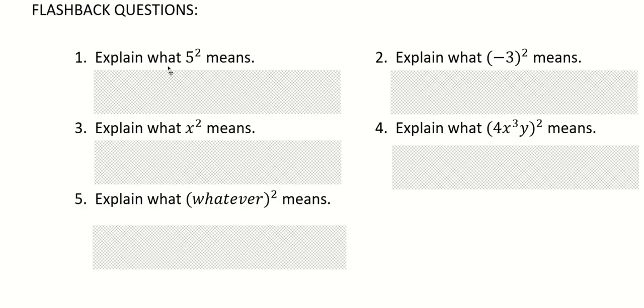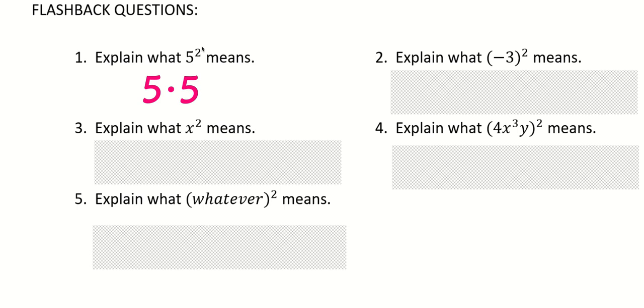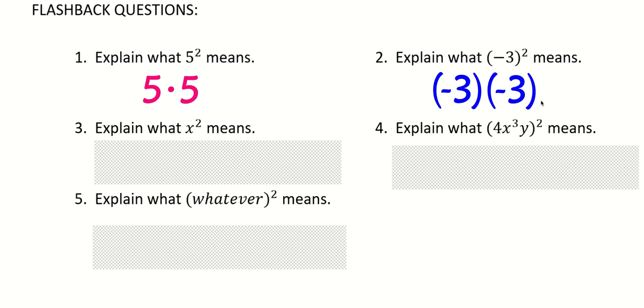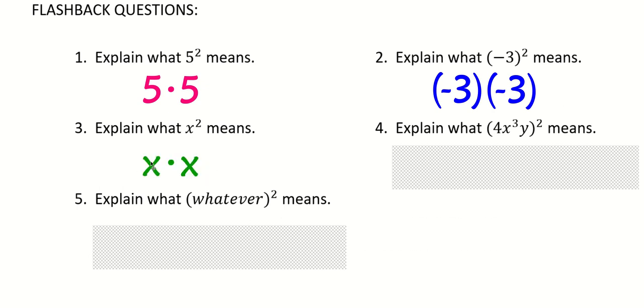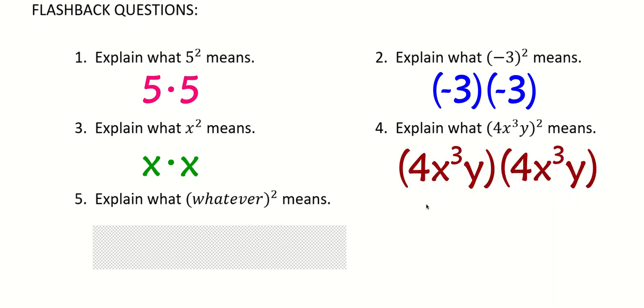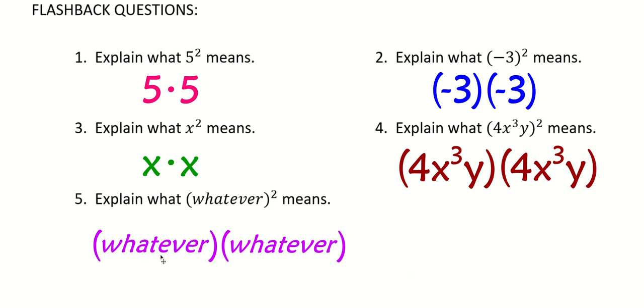This stuff. So just really quick, let's remind ourselves, what does this mean? 5 to the second power. Well, it means 5 times 5. When you square a number, you multiply by itself. What does negative 3 squared mean? Negative 3 times negative 3. What does x squared mean? X times x. When you square a bubble like this, it means you multiply it by itself, right? In fact, whatever squared, it doesn't matter what's in the parentheses, it's whatever times itself.